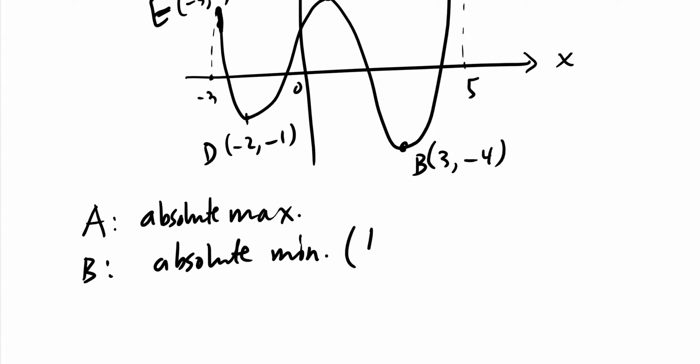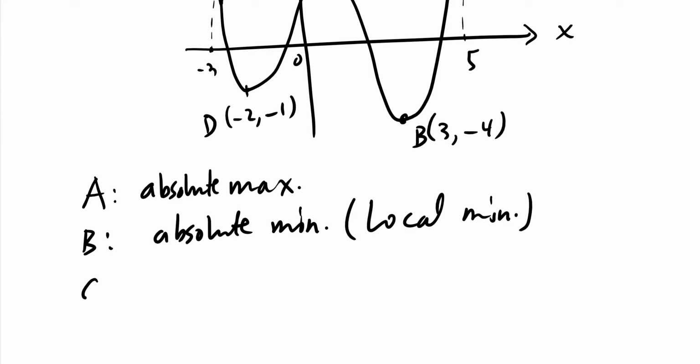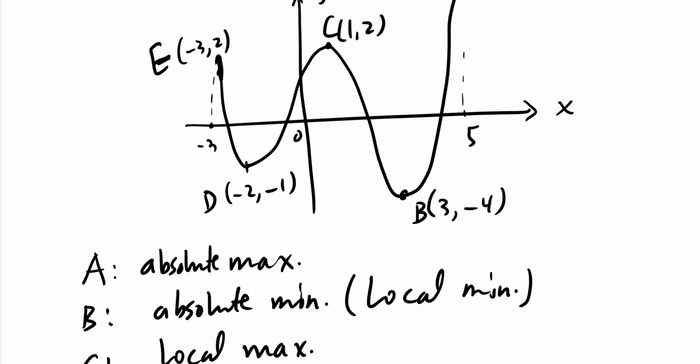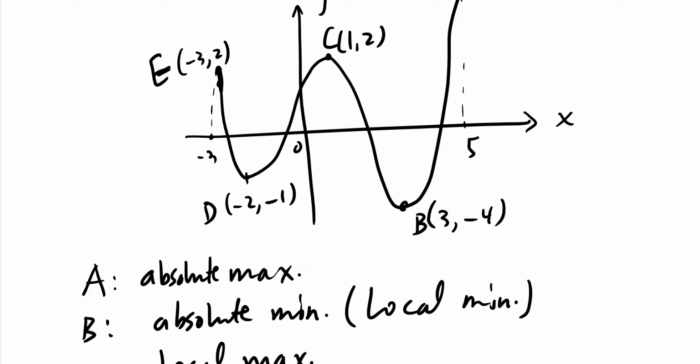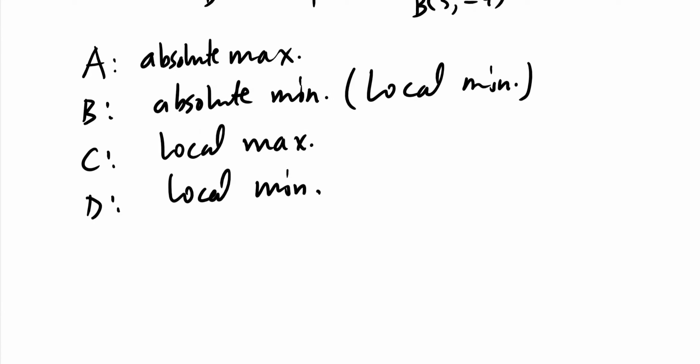Again, at B, we can say there's a local min. At C, there's a local max. At D, there's a local min. That's it. E, nothing. It's not local. It can be at the endpoint, and it's not the highest or lowest point the graph can reach over its domain. So we can simply ignore it.